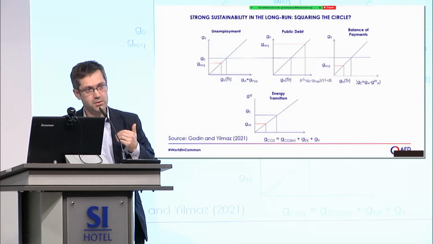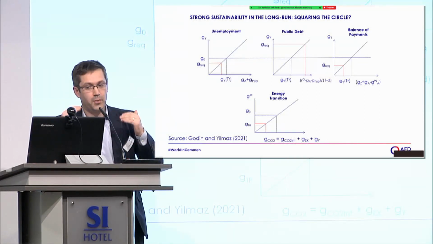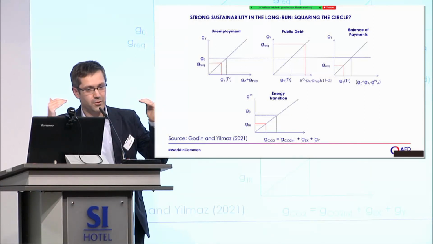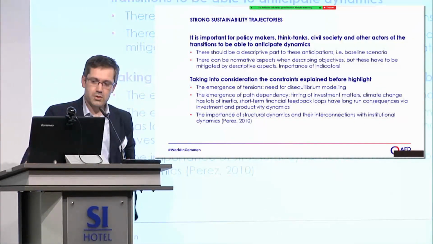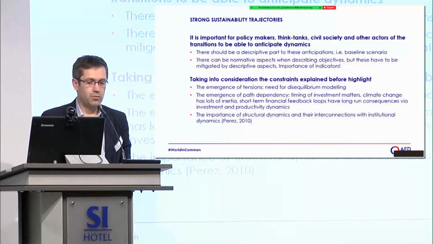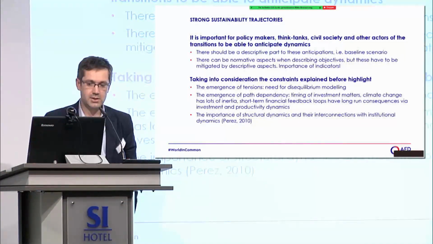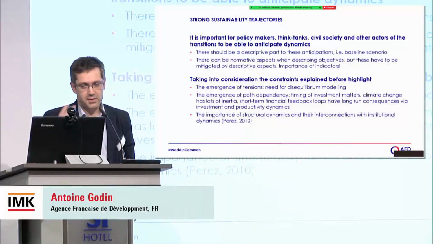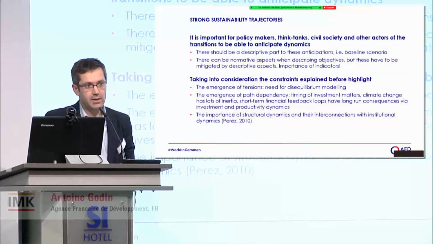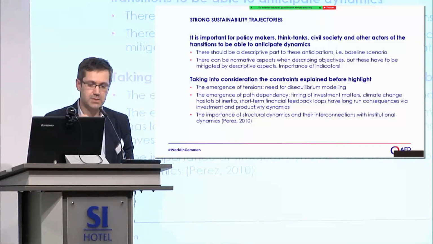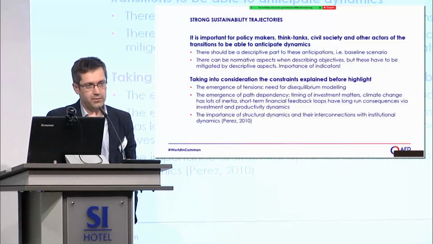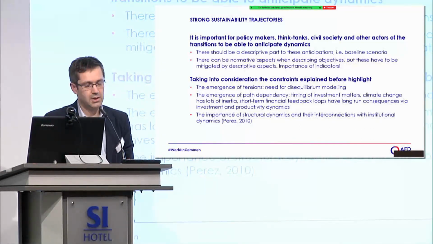So you see that the growth rates, because of the low carbon transition, have changed, and the probability of having the three growth rates at par is becoming very, very low. So when you take this into consideration and want to start designing strong sustainability trajectories, it is important that policymakers, think tanks, and civil society, in order to have commitment to this transition, understand and are able to anticipate these dynamics. And this is why the modeling exercises and what we do at the GEM project in AFD are important for us, because we can actually highlight the constraints, the opportunities, and the vulnerabilities of this transition.